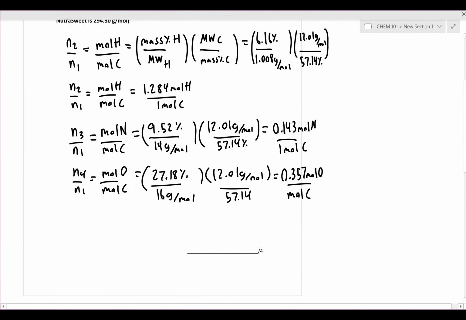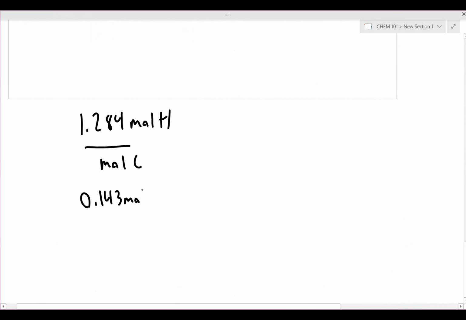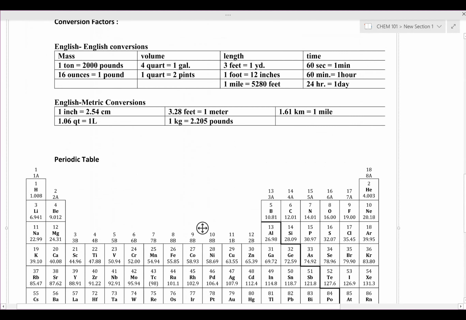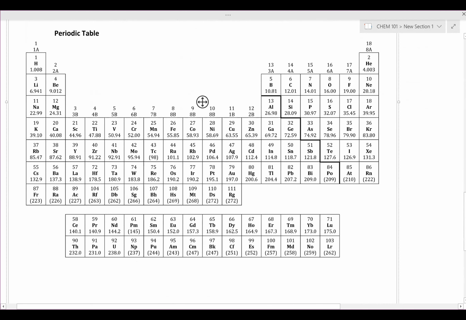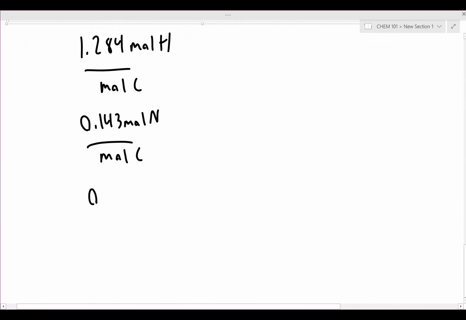So let's rewrite each of our mole ratios. Let's look at the mole ratio of hydrogen to carbon. We have 1.284 moles of hydrogen per mole of carbon. That's our first mole ratio that we've established. We have 0.143 moles of nitrogen per mole of carbon. Okay, I'm just reorganizing the data that we've already collected. And we have 0.357 moles of oxygen per mole of carbon.